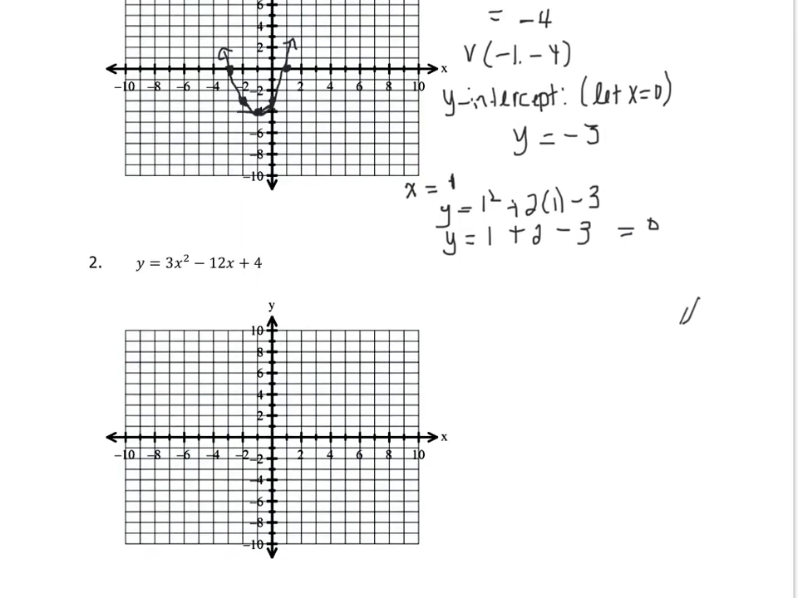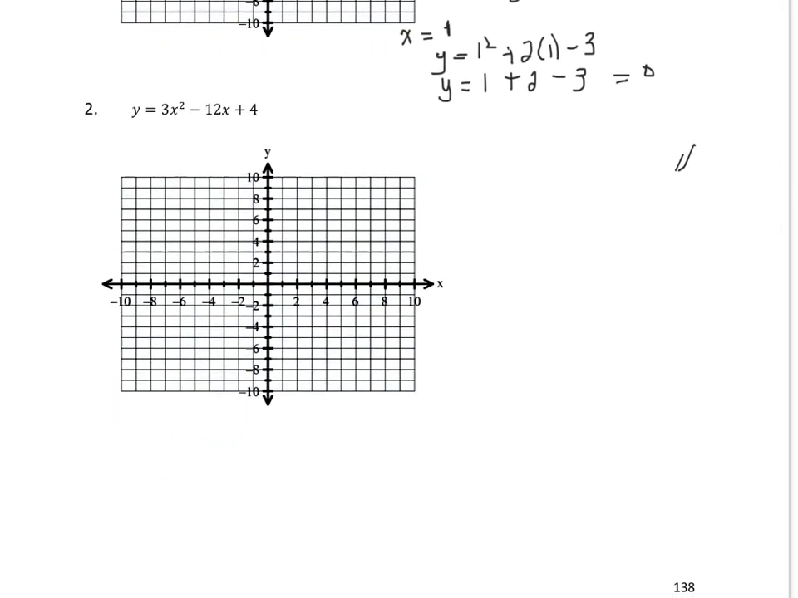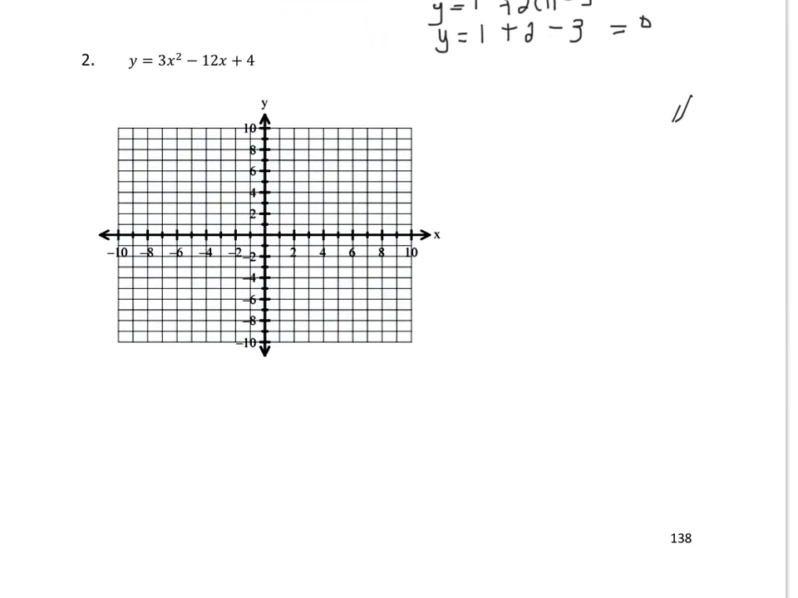So for the next equation, we basically follow the same pattern. For the vertex, we want to use x equals negative b over 2a.